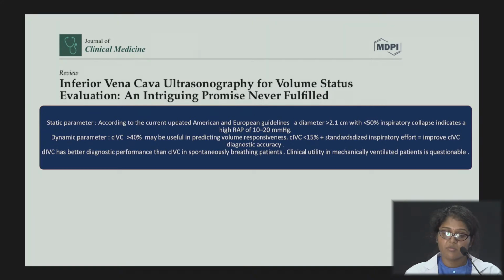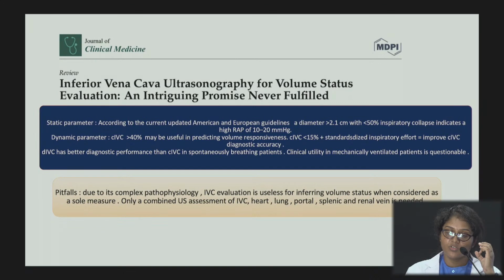The dynamic parameter is collapsibility of the IVC. Collapsibility of the IVC of more than 40% may be useful in predicting volume responsiveness. In order to increase the diagnostic accuracy of less than 50%, a standardized inspiratory effort can be used. So distensibility of IVC has a better prognostic performance than collapsibility.